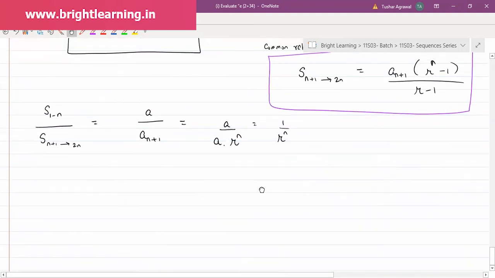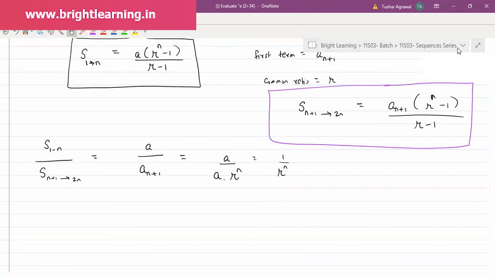So is it clear till this part? In the next class, we will see about geometric means. Arithmetic means, geometric means, the short introduction we will see, and then this chapter will be completed.